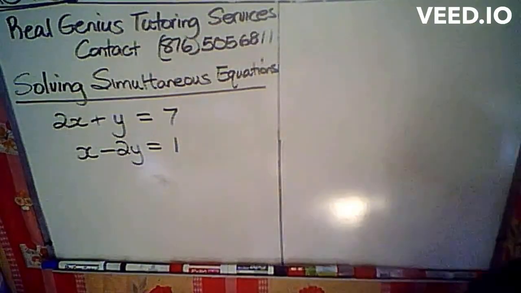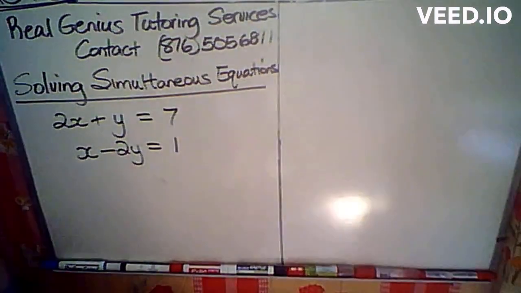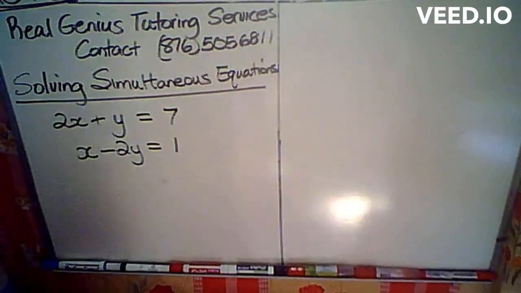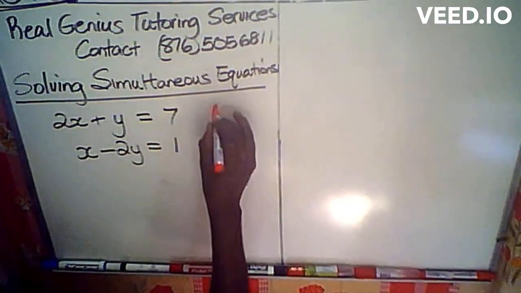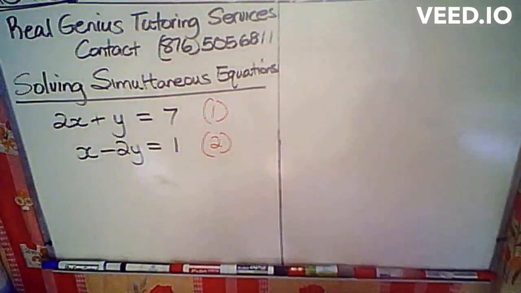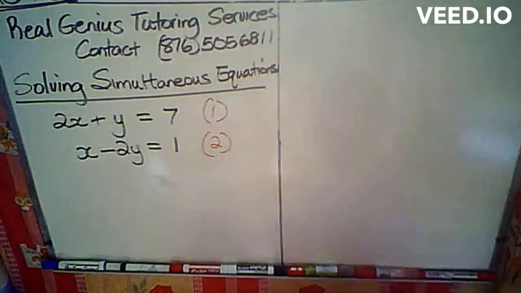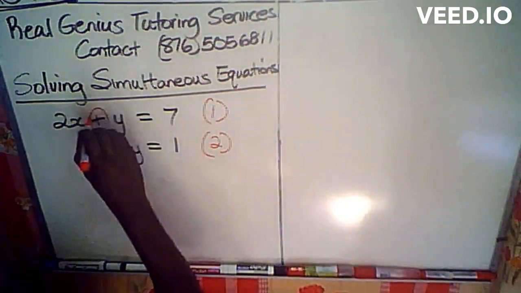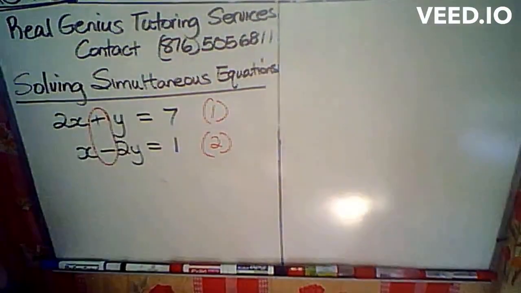algebraically. The first thing that you need to do when you are working simultaneous equations is to label your equations, equation 1 and equation 2. The second thing that you need to examine is the signs that you're working with. These two signs: if these two signs are the same, then we call them like signs. If they are not the same, then they are unlike signs.